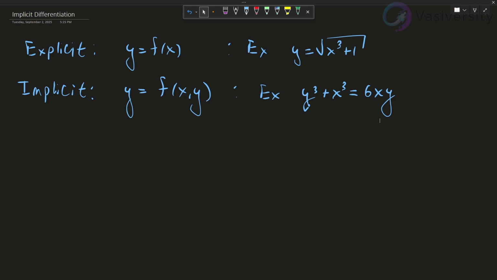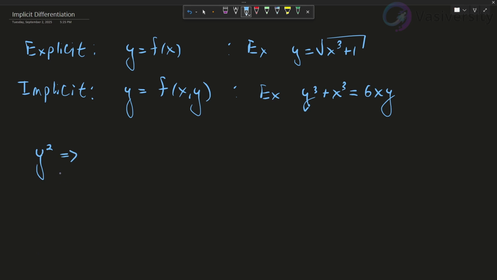So essentially, what implicit differentiation gives us is slopes. Implicit differentiation essentially consists of differentiating both sides of the equation with respect to x and then solving the resulting equation for y prime. For example, if we have y squared, how do we find the derivative of that?